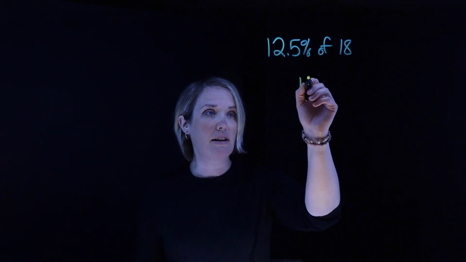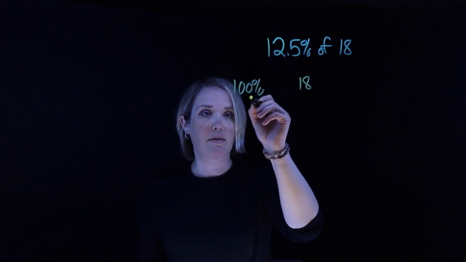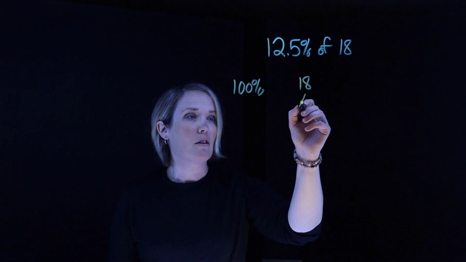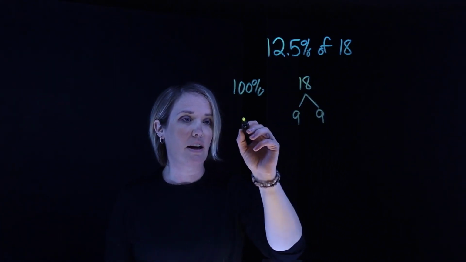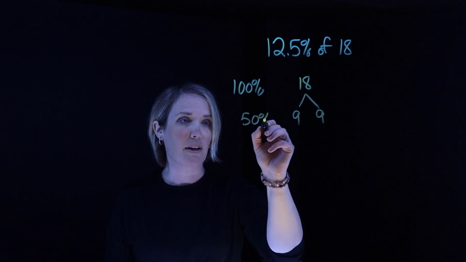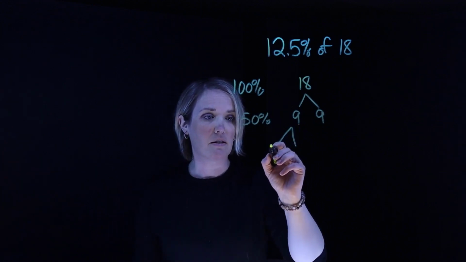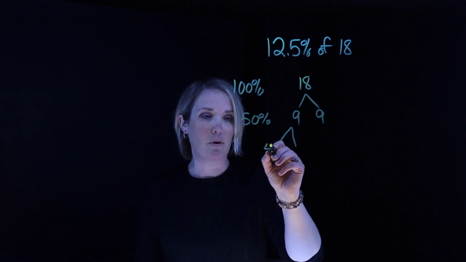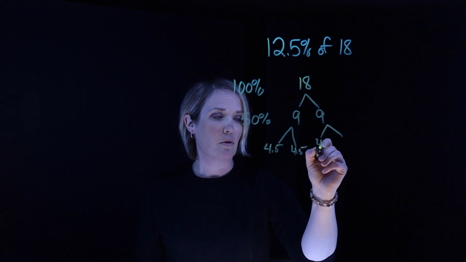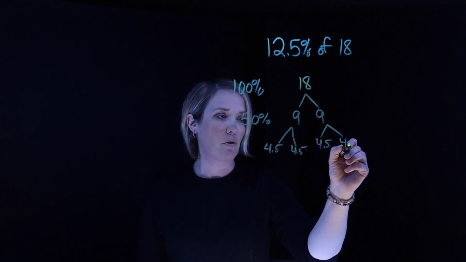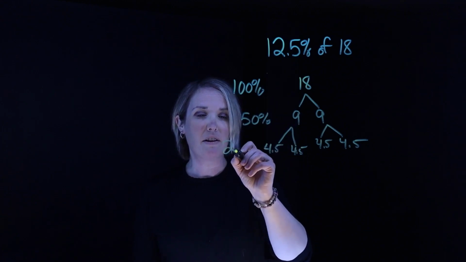So they start off with 18, which is 100%. And then they divided that into 2, right? So they got 9 and 9. So that is 50%. Then they took the 9s and they split that into 2. So that would be 4.5, 4.5, 4.5, 4.5. So that's actually 25%.